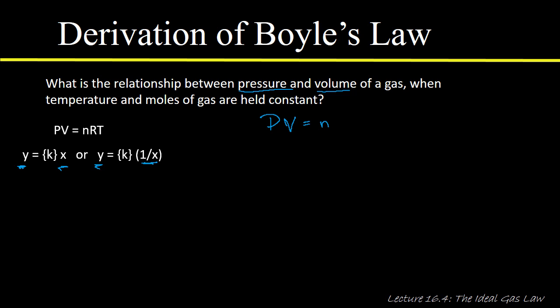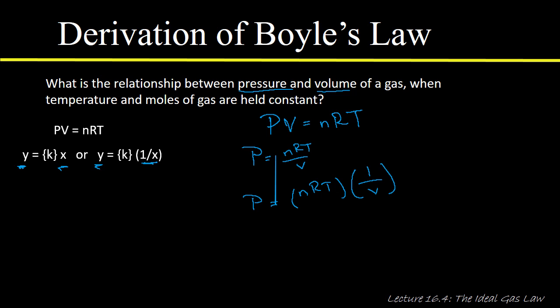PV equals nRT. We want pressure on the left. It's already over there. We want to get volume on the right, so we need to divide both sides by volume. If we divide both sides by volume, we get P equals nRT over V. We want the V to be by itself, so let's just rewrite that. We're not really changing anything, we're just changing the way we're writing it. nRT times 1 over V.